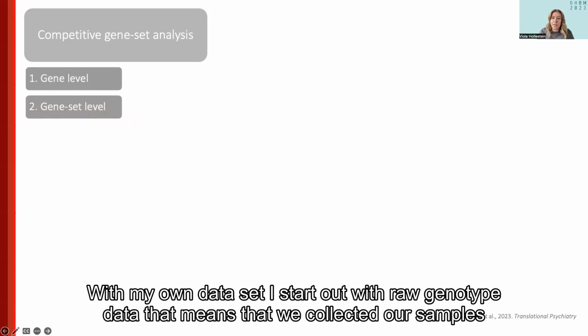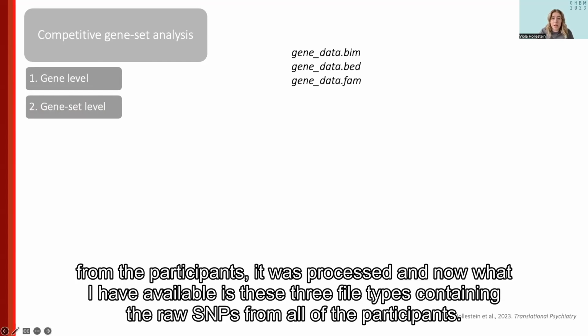With my own data set, I start out with raw genotype data. That means that we collected our samples from the participants, it was processed, and now what I have available is these 3 file types containing the raw SNPs from all of the participants.